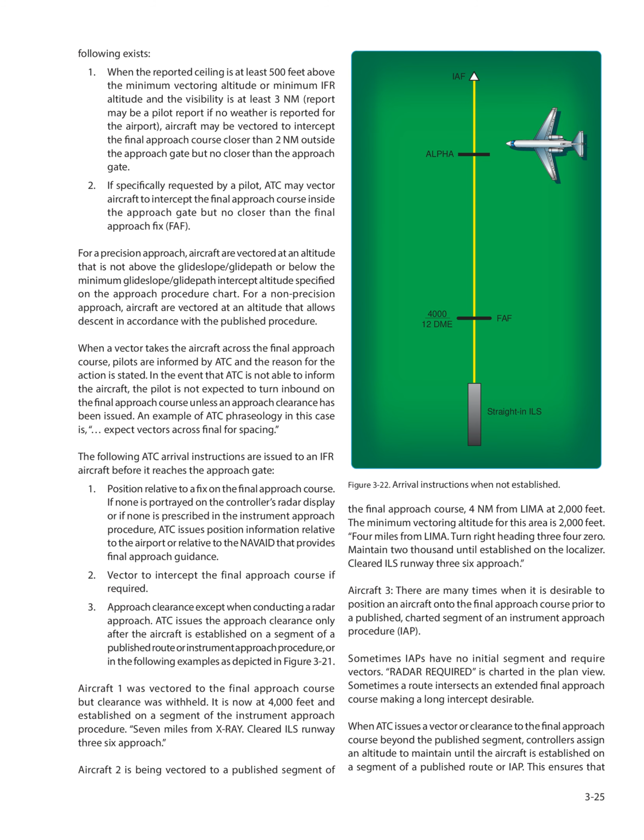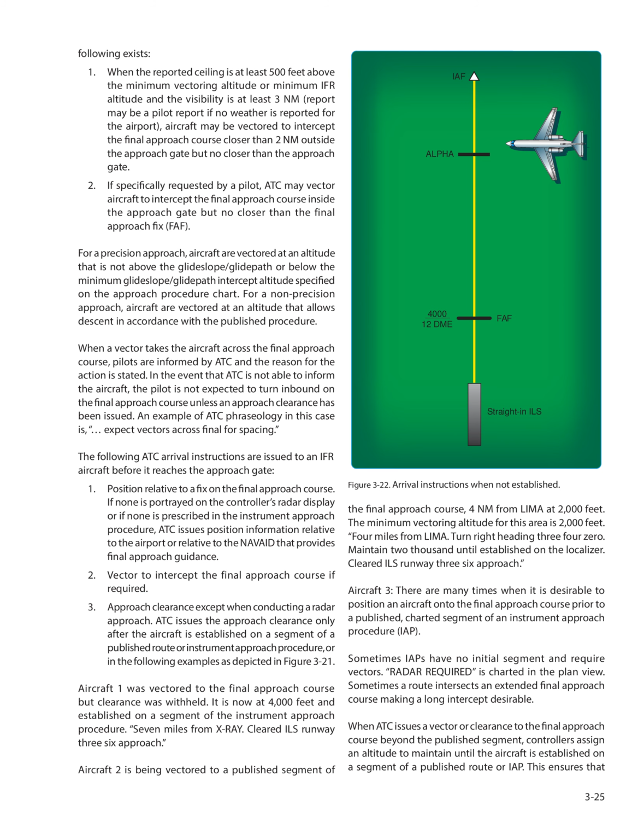An example of ATC phraseology in this case is, "Expect vectors across final for spacing." The following ATC arrival instructions are issued to an IFR aircraft before it reaches the approach gate. 1. Position relative to a fix on the final approach course. If none is portrayed on the controller's radar display or if none is prescribed in the instrument approach procedure, ATC issues position information relative to the airport or relative to the navaid that provides final approach guidance.